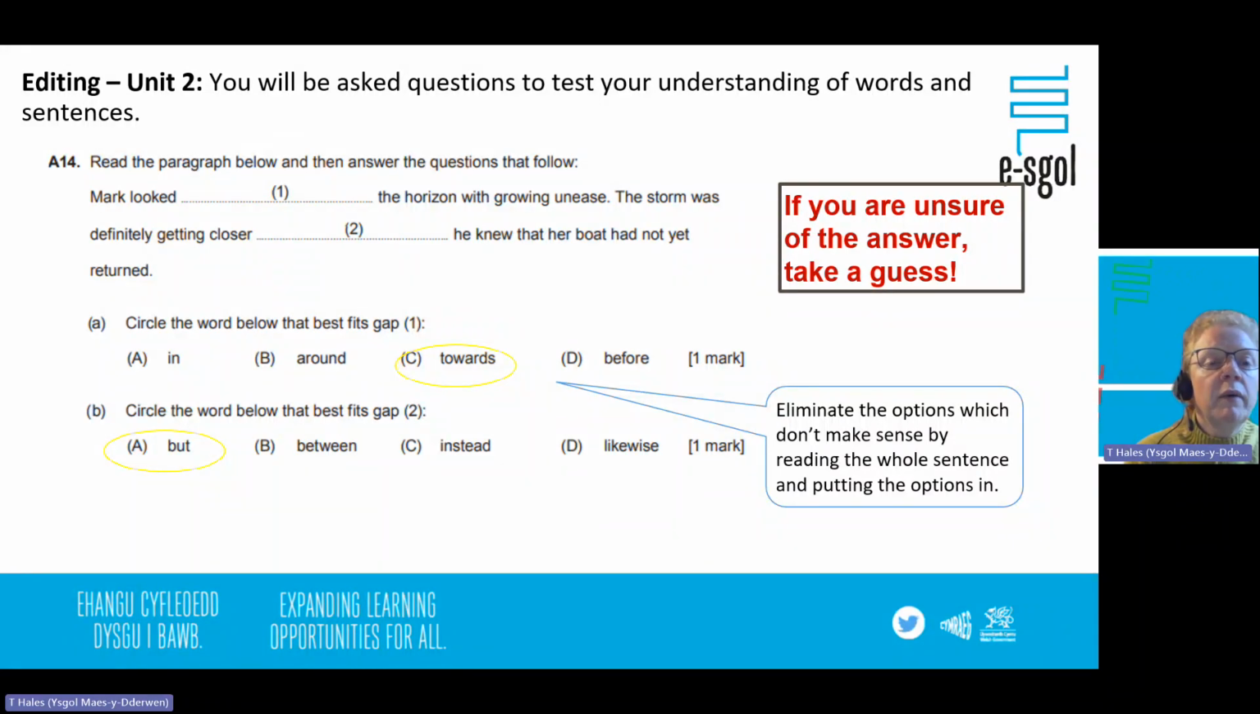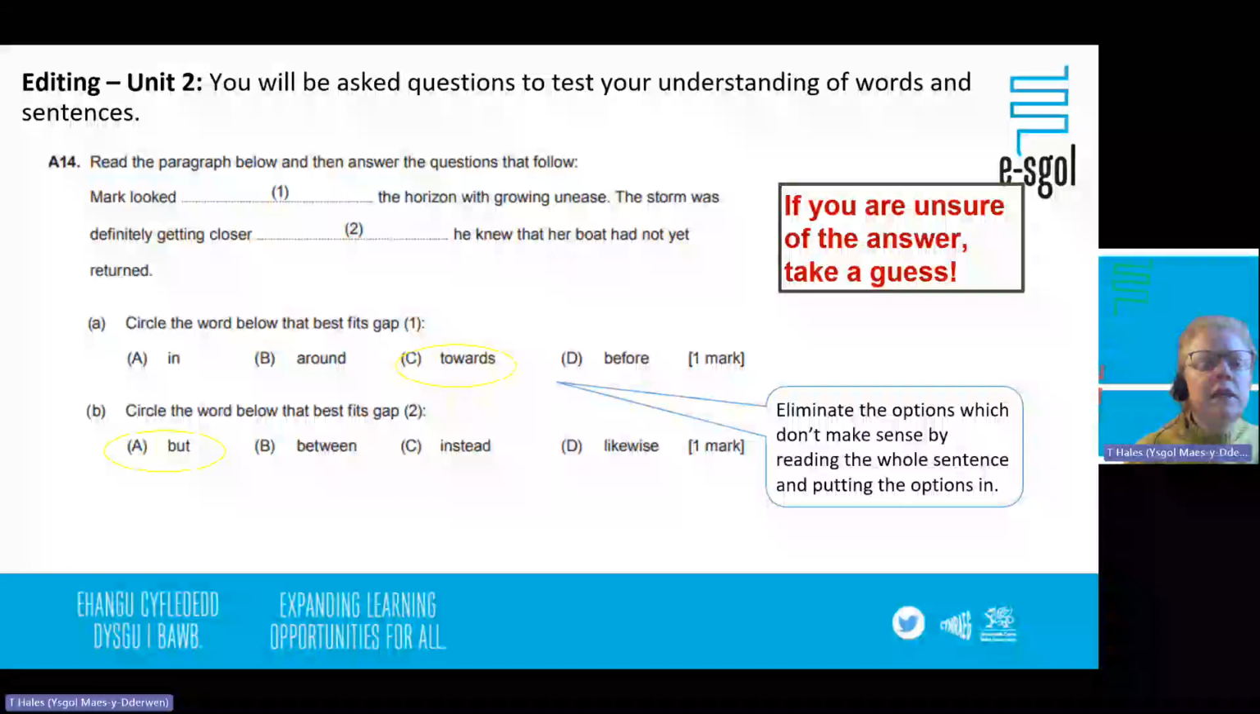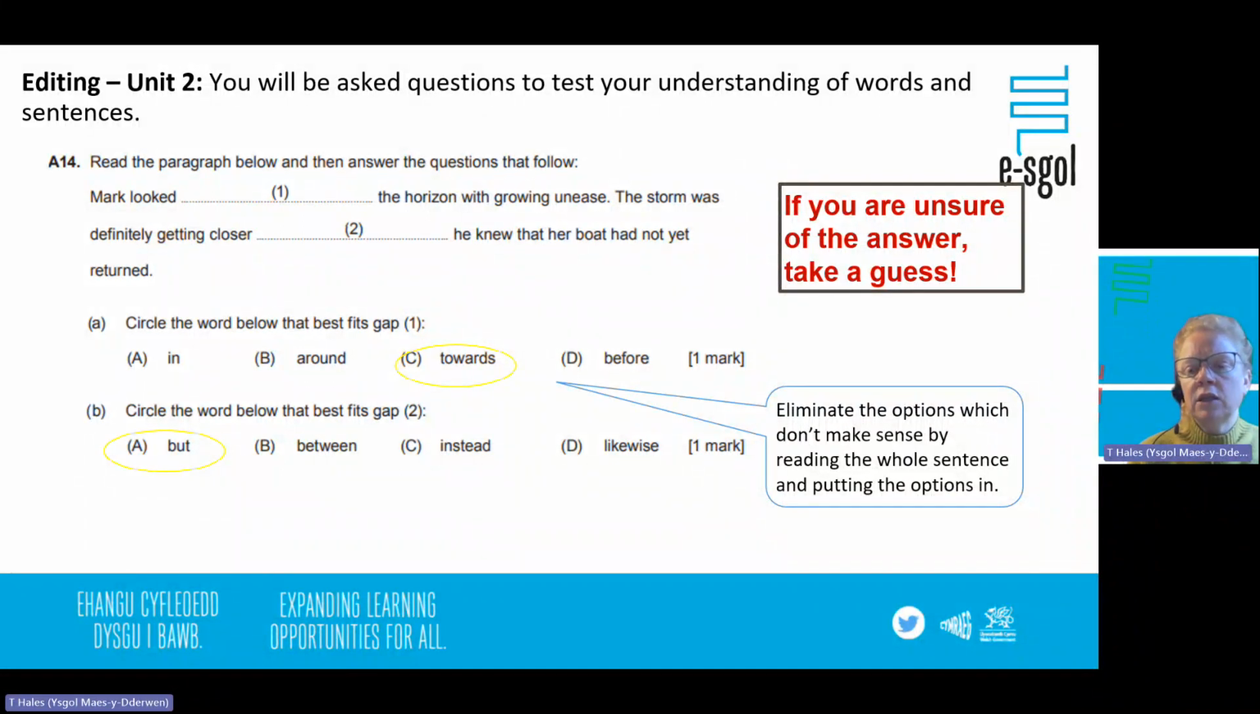But what you're going to do is read through and try and fit the word in. So, Mark looked in the horizon. Well, clearly that doesn't make sense. Mark looked around the horizon. That could make sense. Mark looked towards the horizon. That suggests it might be the right answer. Mark looked before the horizon. Right, that definitely doesn't make sense. So I'm left with 2 possibles. But because of the idea of growing unease, that suggests you're looking towards something, that you're becoming more uneasy. You're not looking around it, you're looking towards it. So probably that's going to be the best answer.